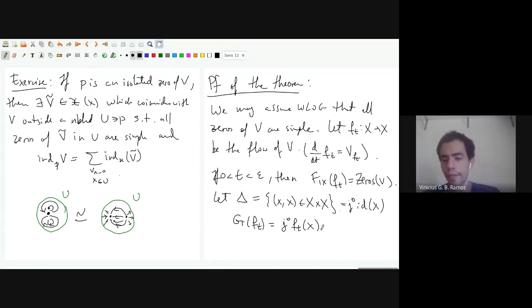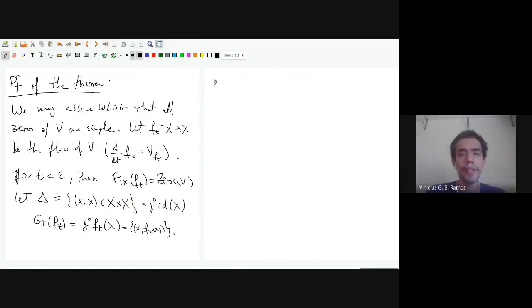Okay, so I guess I can write this down. This is (x, f_t(x)). The smart observation is that the set of fixed points of a function is the intersection of the diagonal with the graph of the function, or there is a clear bijection from the set of fixed points to the intersection of the diagonal with the graph.